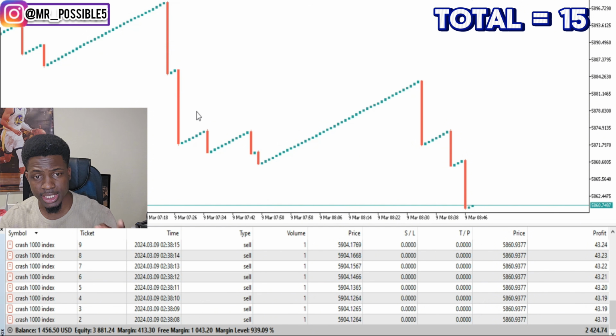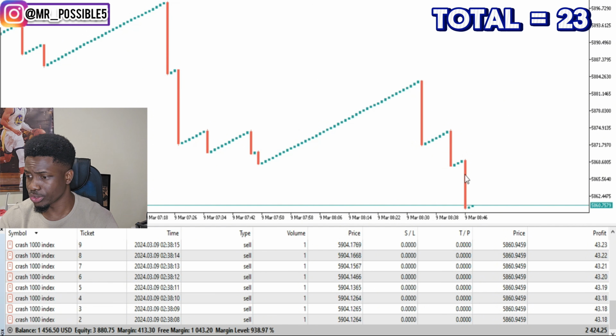So this will be 16, 17, 18, 19, 20, 21, 22, 23, right? So we're having 23 spikes now that we've caught. And if you check out our profit here now, we're having about 2.4k, right? So we're running at about this particular spot now. So we'll just keep waiting, guys.